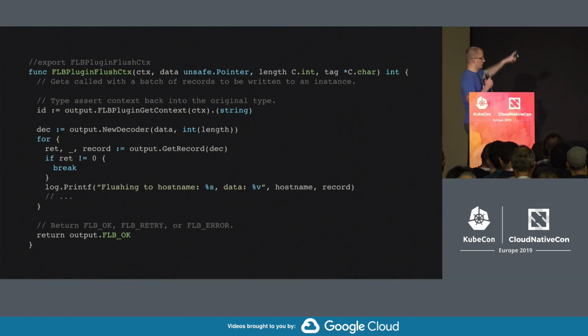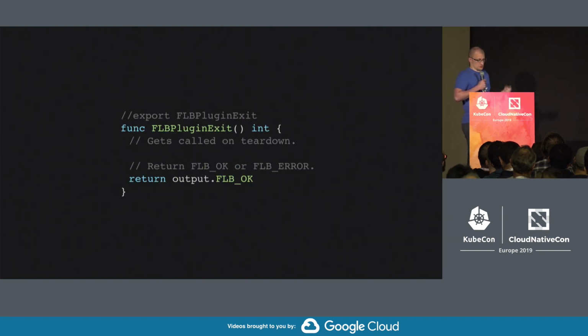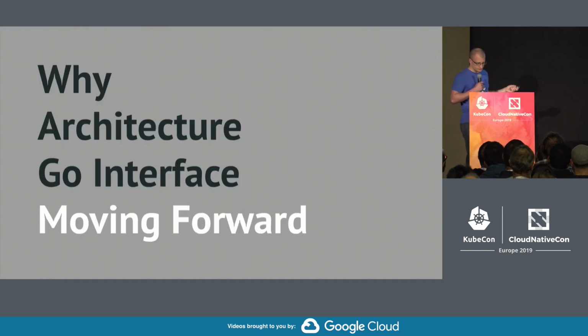And then at the end here, as Warren mentioned before, you can return one of three values: either everything was OK, or you need to retry, or there was an error. And then finally, there's an exit, tear down, clean up function that you can implement, so you can put whatever you need in there. So that's pretty much it for the Go interface for Fluent Bit. I'm going to hand it back off to Warren.